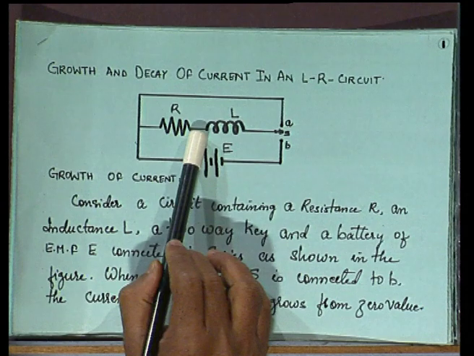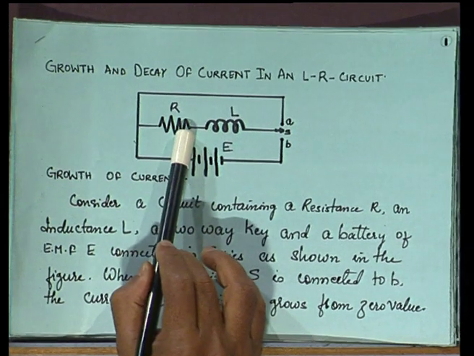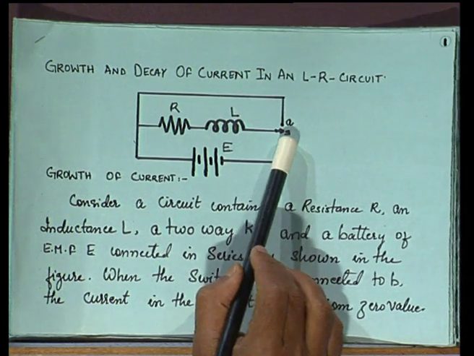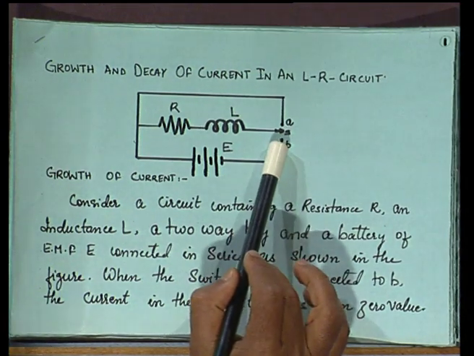Here, as shown in the LR circuit, E is the terminal of the battery, the source of the battery, R is the resistance, and L is the inductance. So, E is connected to the resistance, the other end of the resistance is connected to L, and then it is connected to the common terminal of the Morse key K.